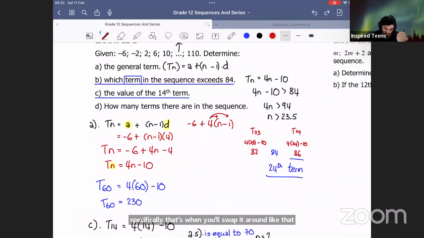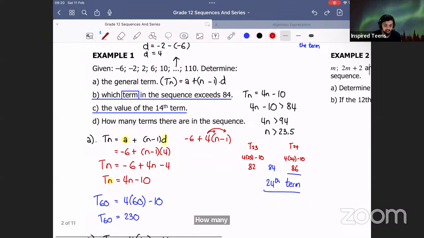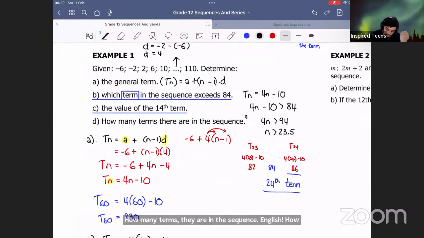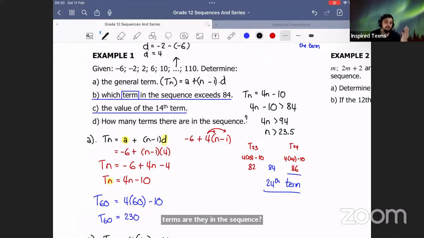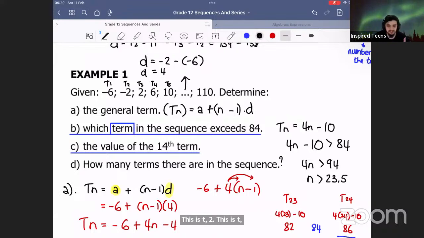Okay, let's look at the last question one more time. How many terms are there in the sequence? So basically they're asking the total number of terms in the entire sequence. Now, normally, you wouldn't be able to calculate this unless you have the actual value of the last term. So let's look at it. This is T1, this is T2, this is T3, this is T4, this is T5, and so on and so forth. And finally, the last one, let's just say there's 100 terms in the sequence, for example, this would be T100. But because we don't know how many there are in the sequence, we can just call it Tn.